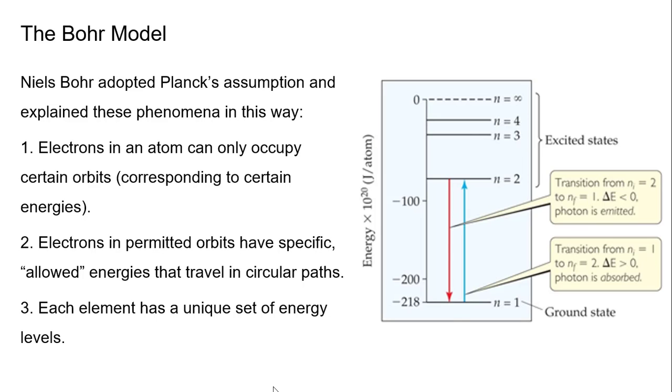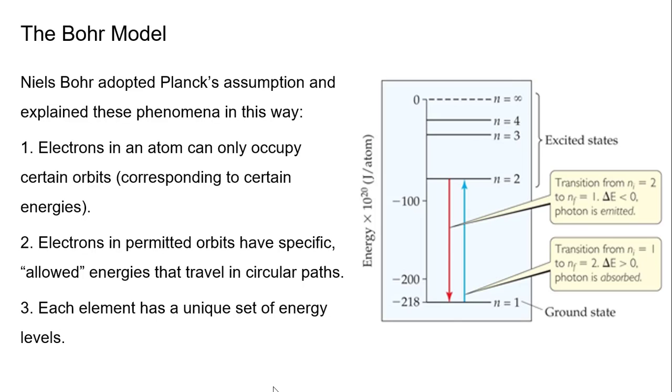So only specific distances. Number 2 is electrons travel in circular paths in discrete energy levels. So pretty much like planets that revolve around the sun is what he was saying. And then the third, each element has a unique set of energy levels. Now the Bohr model is a big deal because this started research into this, and we were able to adapt.